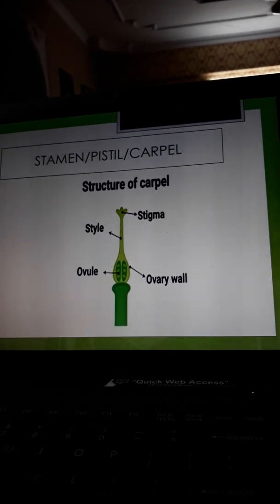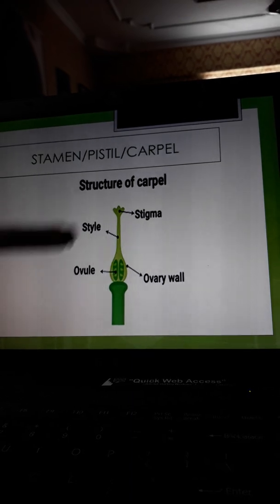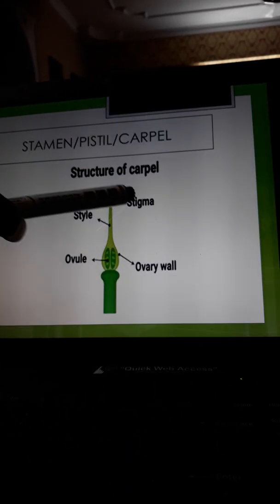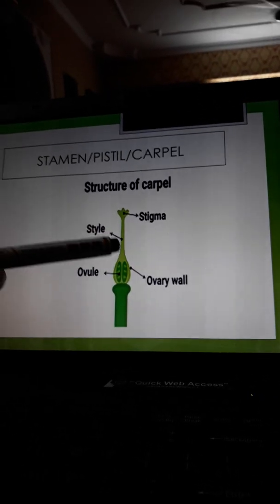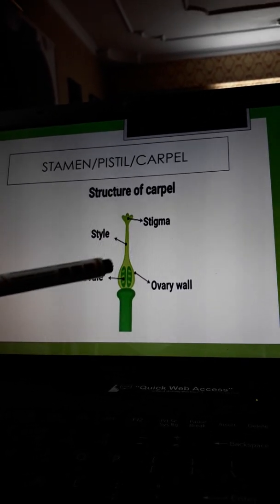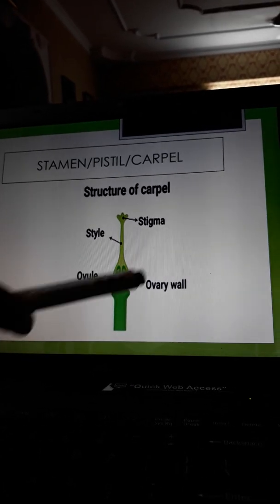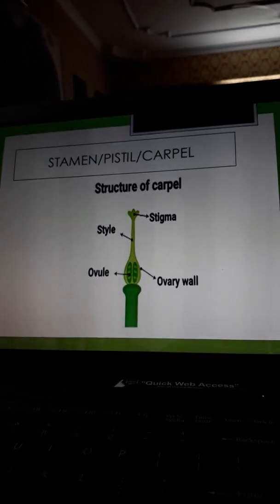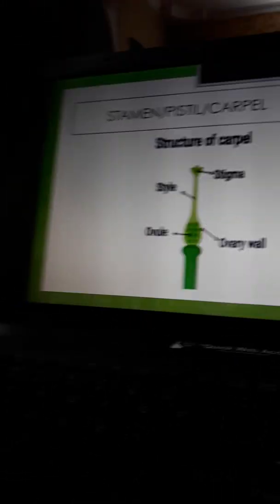known as stamen. In the structure of a female gametophyte, what we see are three structures. Stigma, the top one is stigma, the middle long portion is the style, and the lower bell-shaped portion is the ovary. Inside the ovary are some locular structures which are also known as ovules.